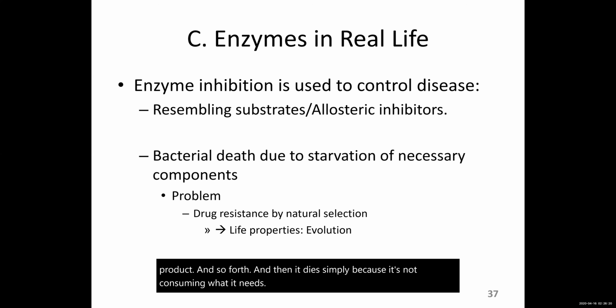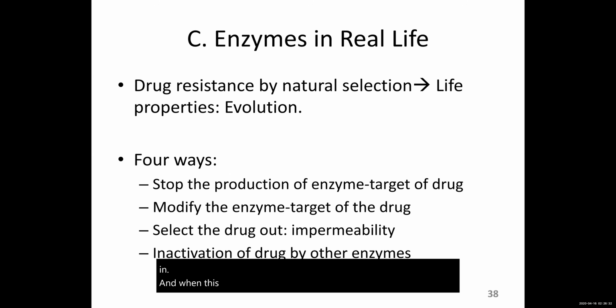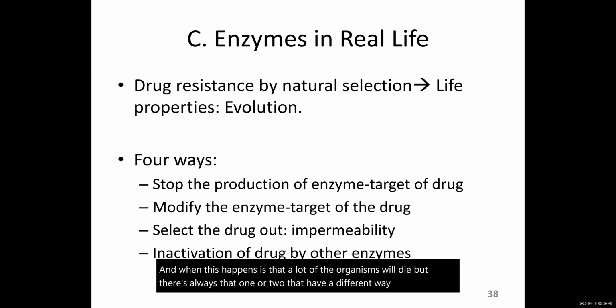So one of the biggest issues here is that we create drugs as a way to kind of kill these guys off. The problem with this is that evolution kicks in. And what happens is that a lot of the organisms will die, but there's always that 1 or 2 that have a different way of surviving. And so this issue with this exploitation that we're dealing with right now with antibacterials, so this whole set of people just buying massive amounts of antibacterials for no particular reason, is the issue that bacteria also develop evolution.